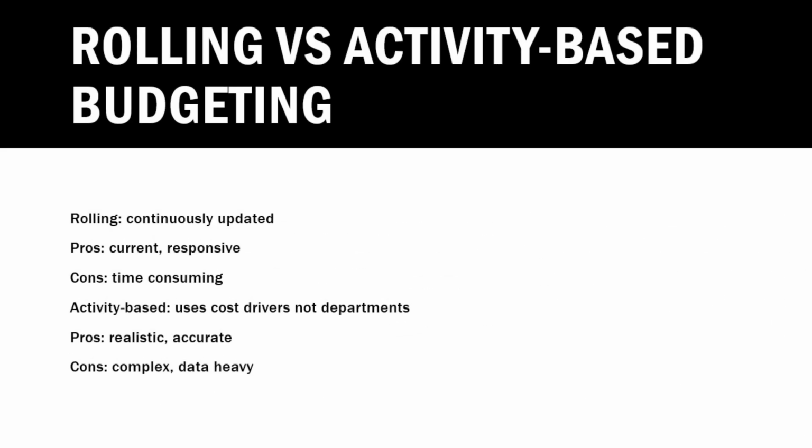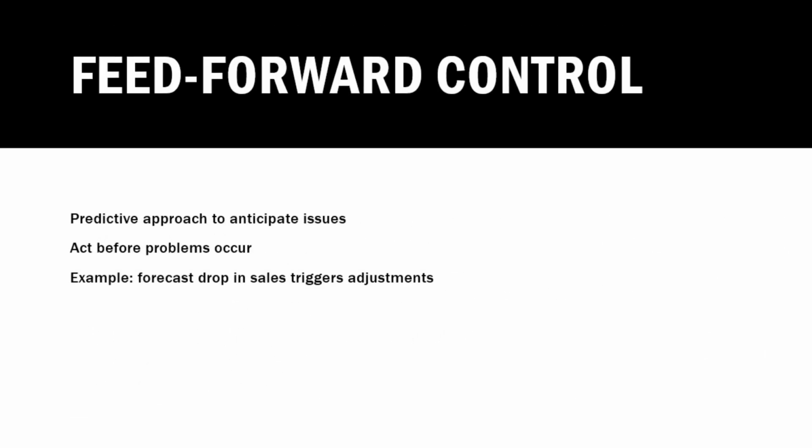Rolling budgets maintain a 12-month horizon by adding new months as each ends. They keep budgets relevant but require ongoing work. Activity-based budgets allocate costs to activities such as purchase orders, giving accuracy but needing detailed information. Feed-forward control is predictive. For example, if a forecast shows demand will fall, managers can cut production in advance. This avoids waste and is a proactive form of control.